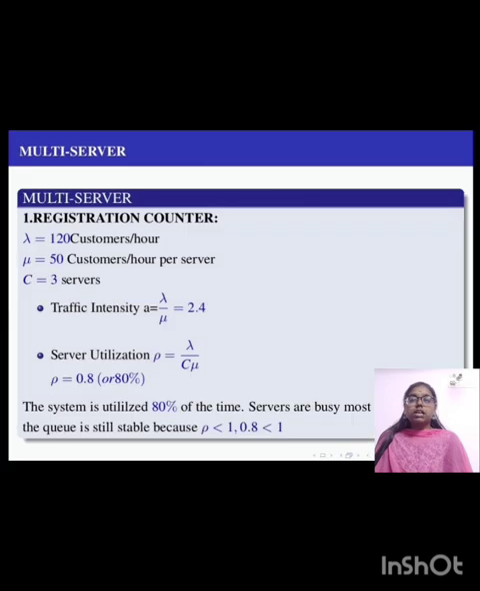And we have to see 3 counters. First one, the registration counter. For the registration counter, lambda is equal to 120 customers per hour, mu is equal to 50 customers per hour, and C is equal to 3 servers. Traffic intensity, lambda by mu, is equal to 2.4.